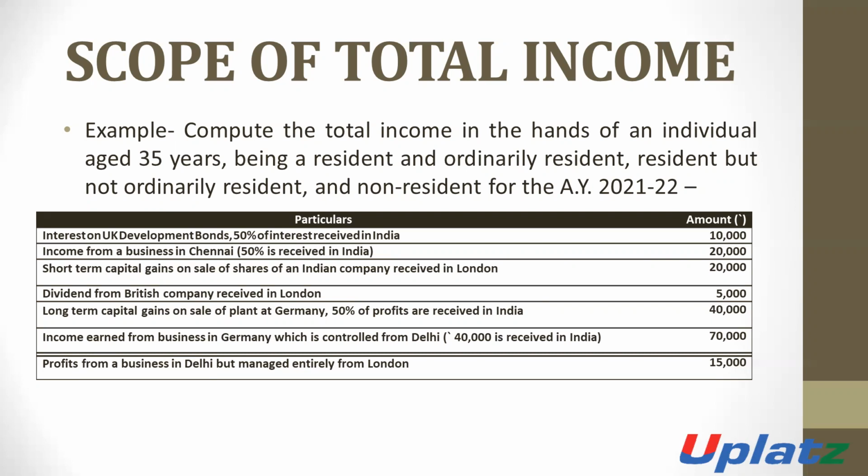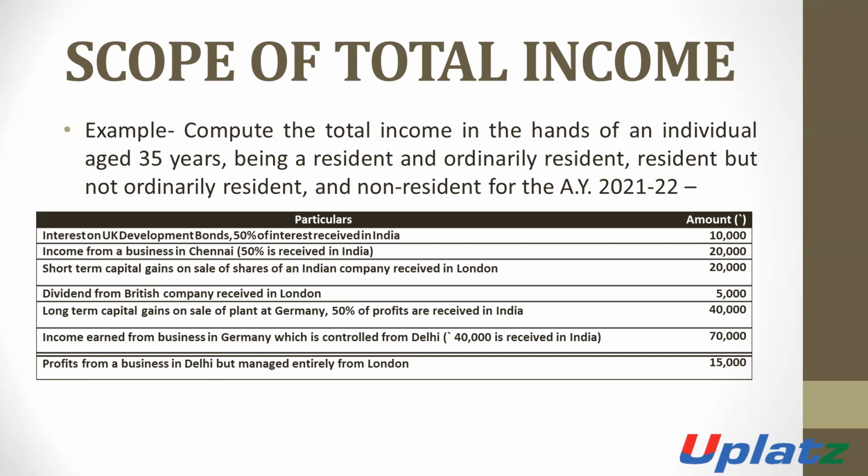Number one, interest on UK development bond, 10,000, 50% is received in India. Only 50% received in India. Income from the business in Chennai, 50% received in India, 20,000. Short-term capital gain on the sale of shares of an Indian company which is received in London, 20,000.